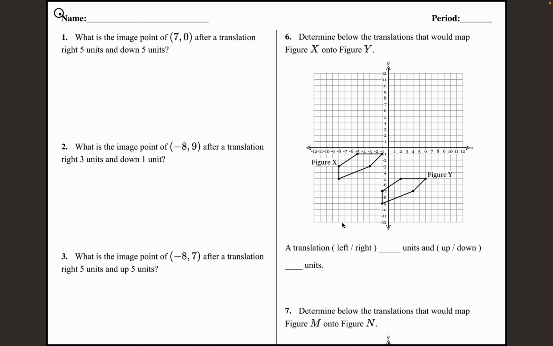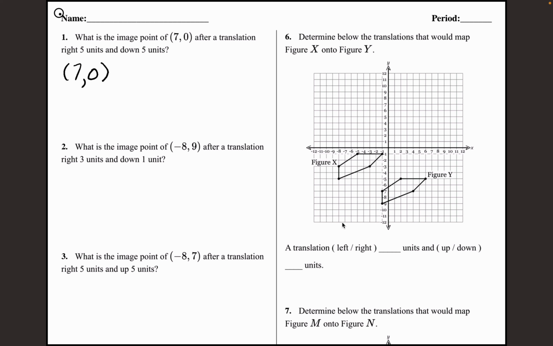Okay, so the very first one says, what is the image point of 7, 0 after a translation right 5 units and down 5 units? We're going right or left, then up or down. We're given the coordinates of 7, 0. If we are going right 5 units, do you think that's going to affect the X or the Y? Yeah, the X. And we're going right 5 units.